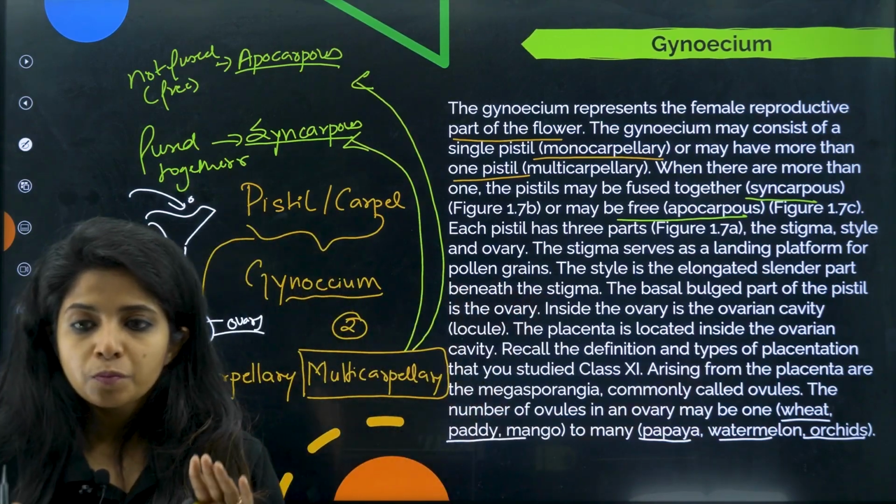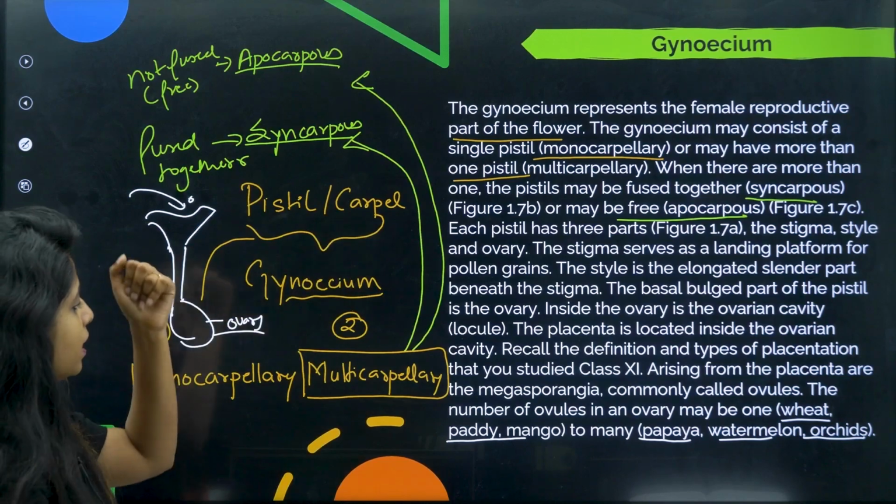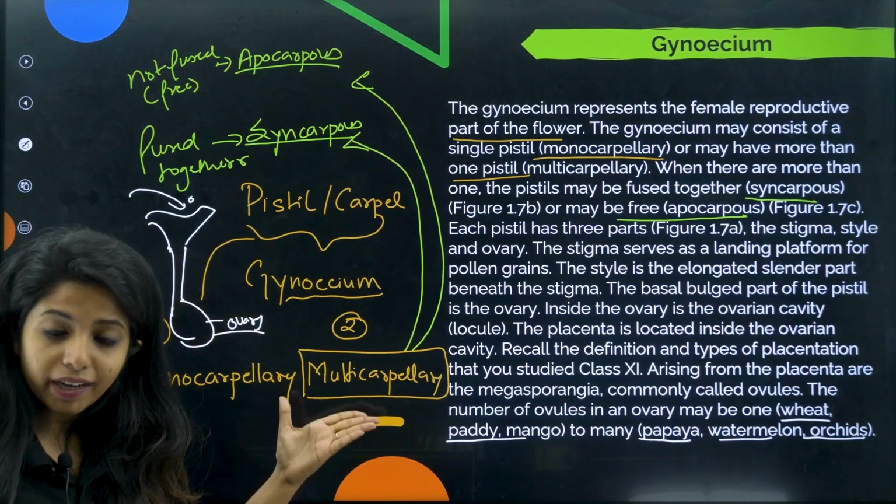Now, one more thing, when I said that the pistil can be basically 1 in number, or it can be multiple.